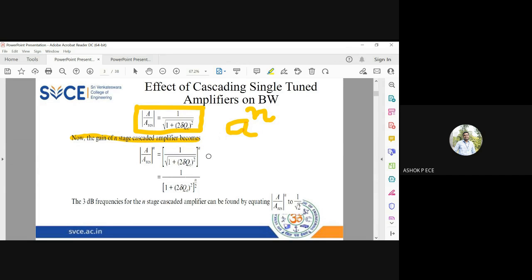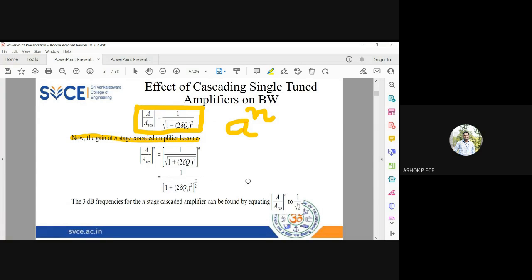And square root, you know, is power half. 1 power anything is 1. So 1 divided by, I can write, 1 plus 2 delta QE the whole square power n by 2. I'm just eliminating the square root and writing it in the form of a power exponent: 1 by this term power n by 2.